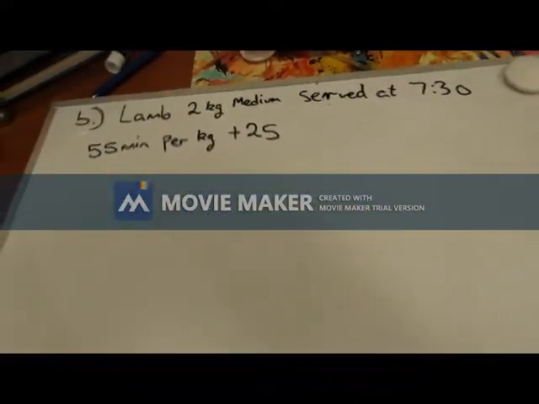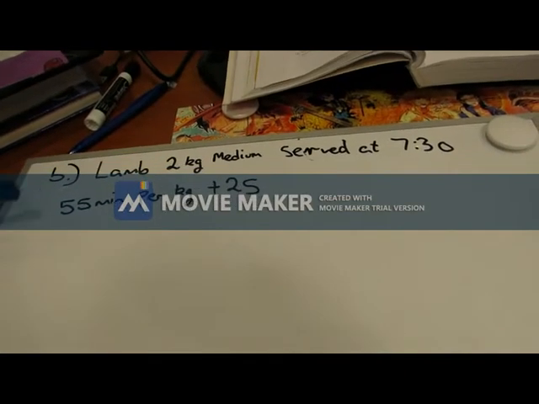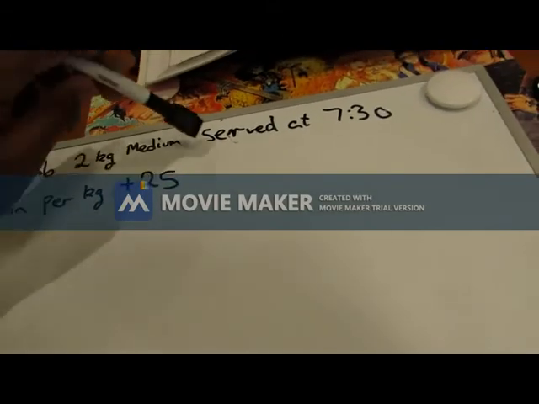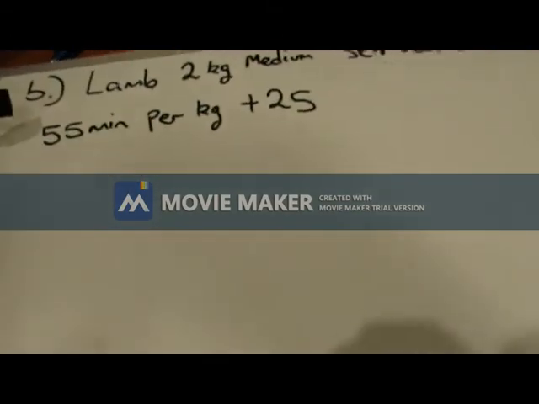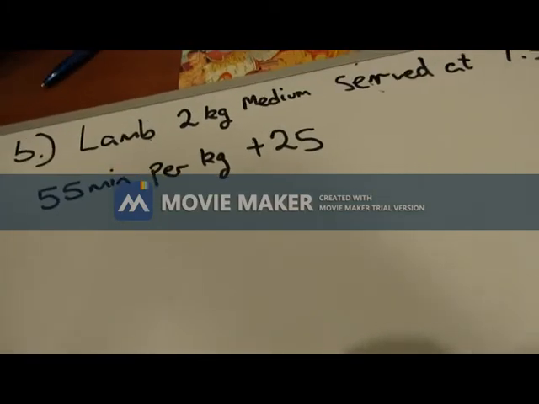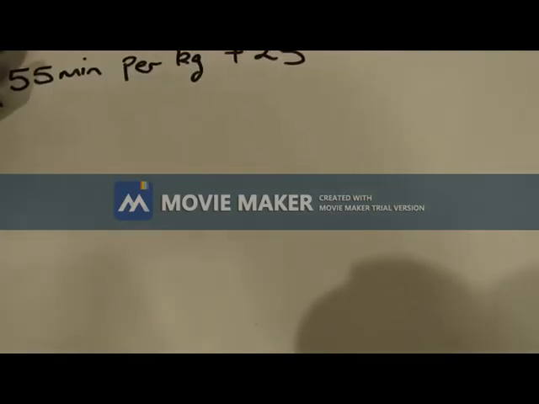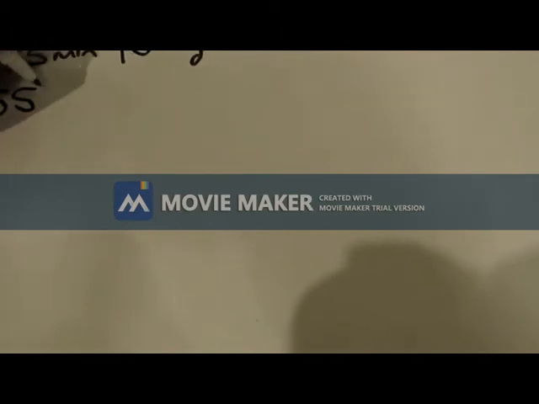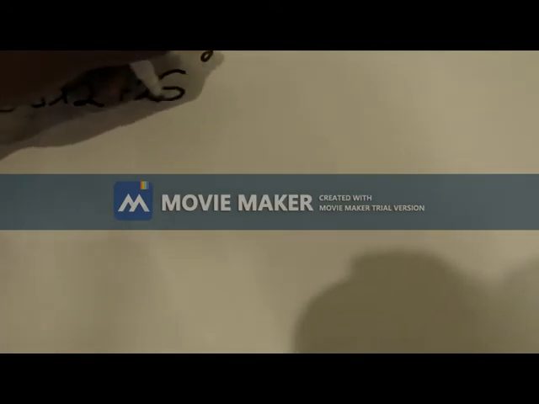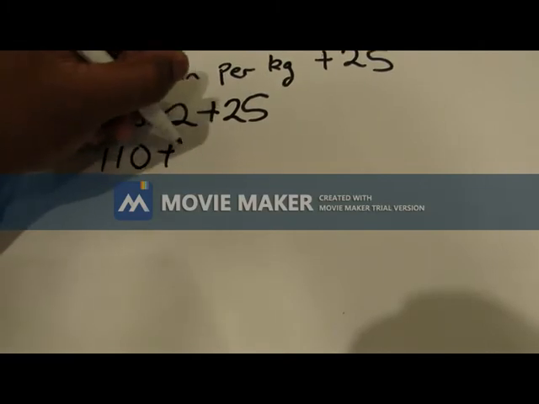This is another question that I thought was pretty useful from A. It's a lamb, 2 kilograms, cooked medium, and they want it to be served by 3:30. And this is the formula that they give you: 55 per kilogram plus 25. Similar to the other question, you just substitute the kilogram in. So it's 55 times 2 plus 25. So 55 times 2 is 110, plus 25.